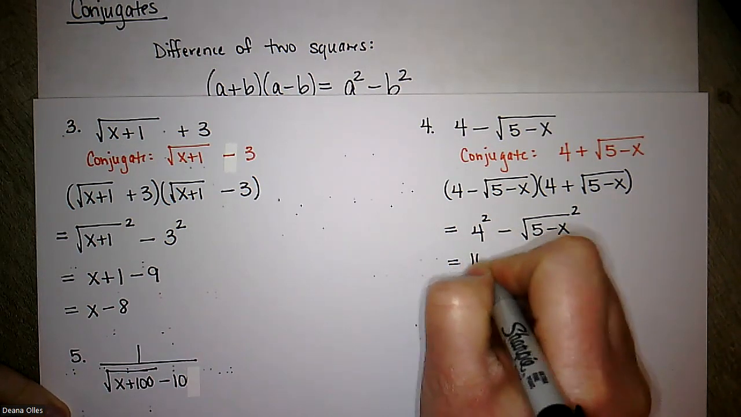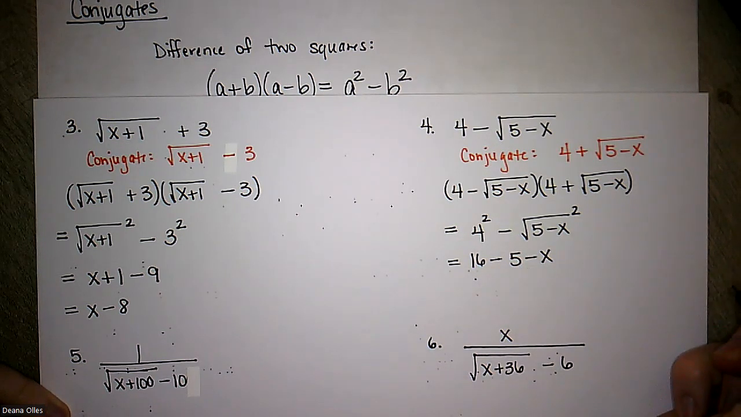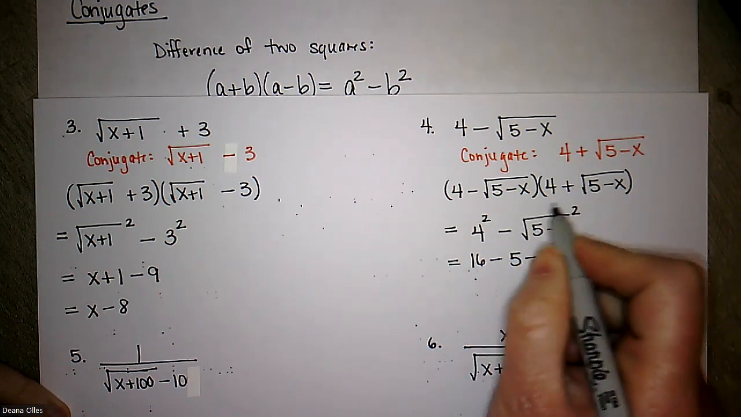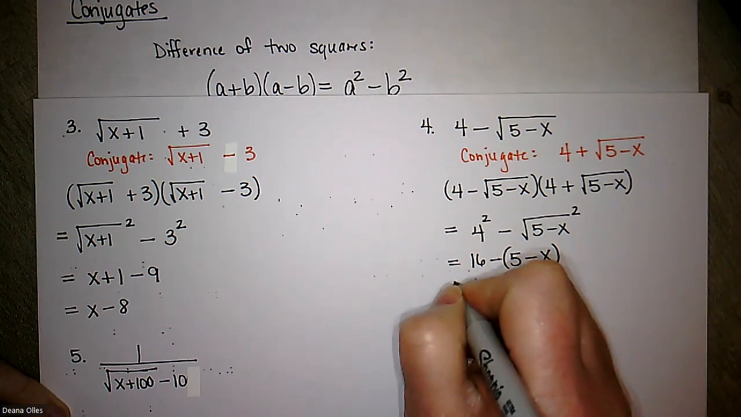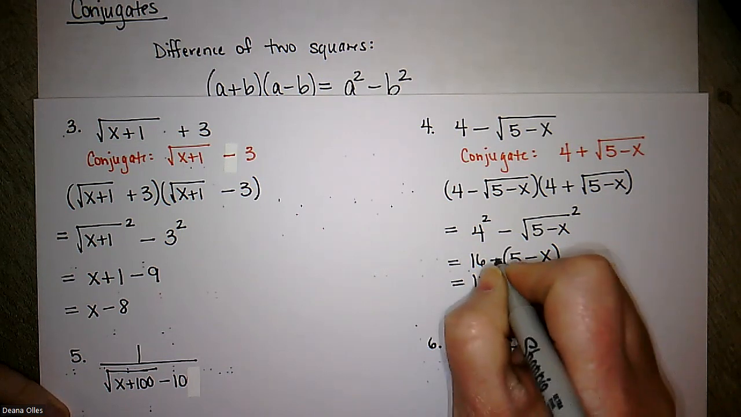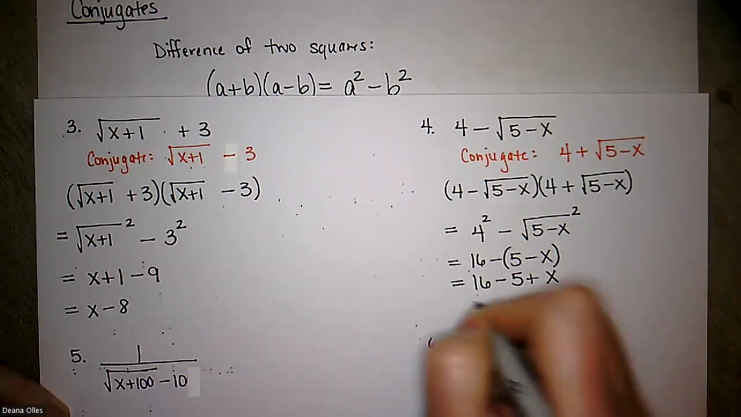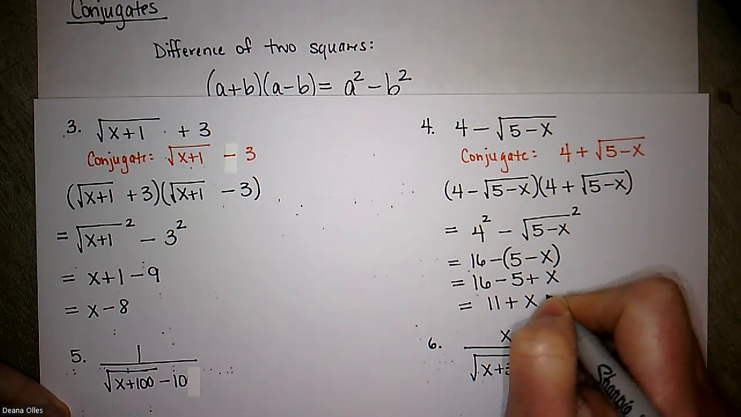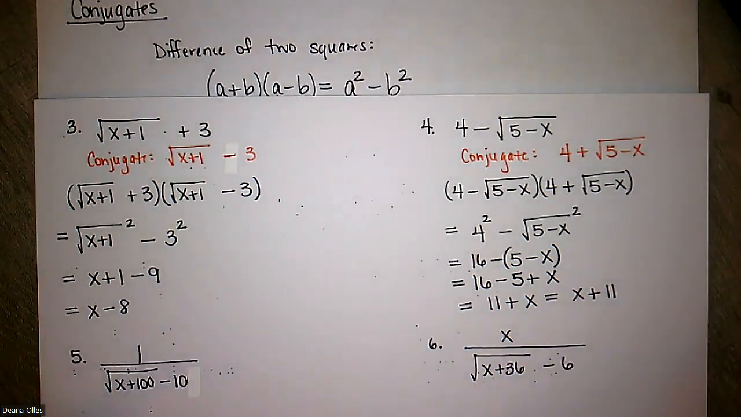4 squared is 16. If I square a square root, that cancels, but I need to be careful because I'm subtracting this entire result. So I need parentheses. And then I'm going to distribute through the negative, which gives me 16 minus 5 plus x. And 16 minus 5 is 11. So I get 11 plus x. And if you don't like that, I know some people would rather write it as x plus 11. Either way is fine.